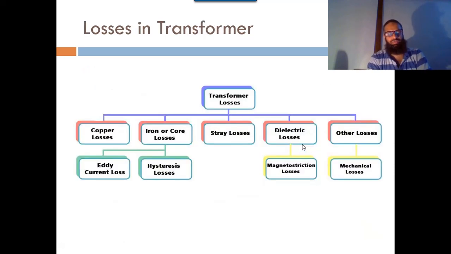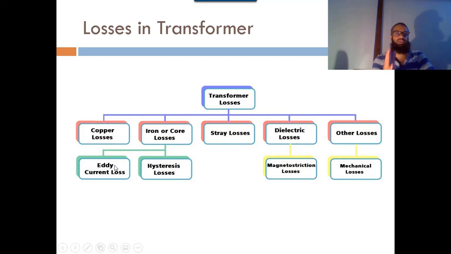So if we see the losses of the transformer, the common losses in the transformer are eddy current losses and hysteresis losses. These two losses are due to the core, because the material used in the core is ferromagnetic material. So there is a chance that it can store a magnetic field. If it can store a magnetic field, it will produce some phase difference and problems in the system. This kind of loss is known as hysteresis loss in the transformer. But if there is some charge stored in the ferromagnetic material, then some current will flow in the material. This current flow is known as eddy current loss.